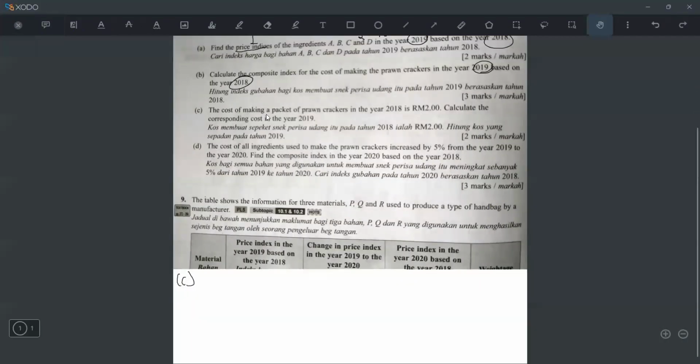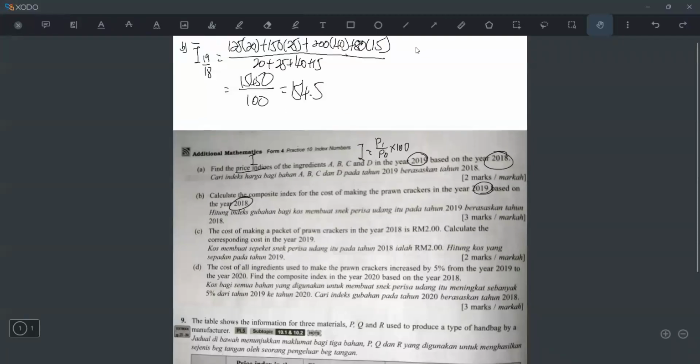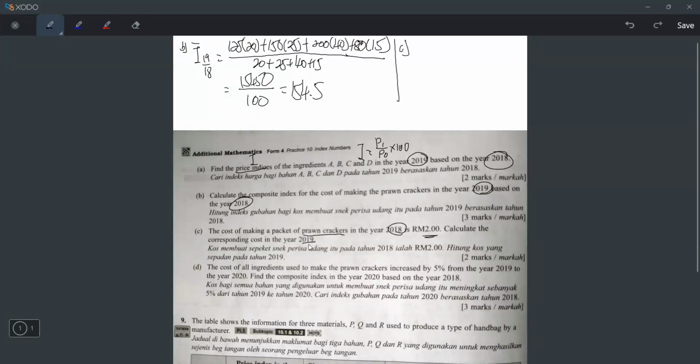Alright. I continue, C. Alright, C. The cost of a packet of prawn crackers in the year 2018 is 2 ringgit. Calculate the corresponding cost in the year 2019. So what's 2 ringgit? The price in 2018, P 2018 equals RM 2. And then calculate the price in 2019. So P 2019 is the question mark.